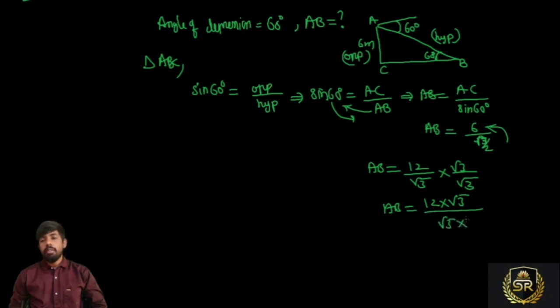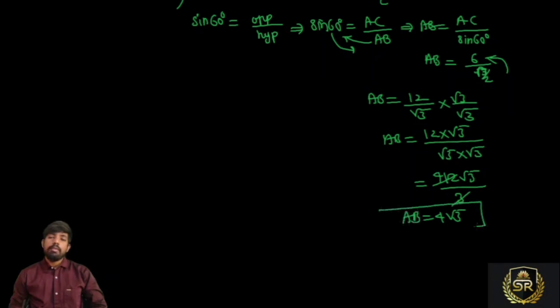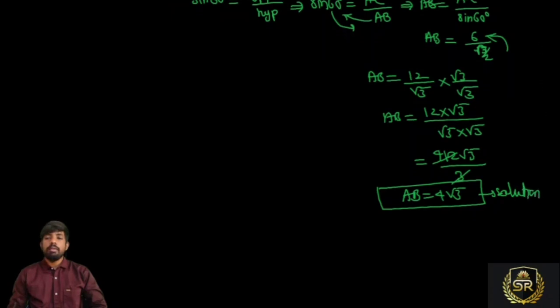Root 3 into root 3 whole square, the square root cancels. 12 root 3 by root 3 into root 3 is 3. 3 4s are 12, so 4 root 3. The distance between A and B is 4 root 3. That's all. This is the required solution.